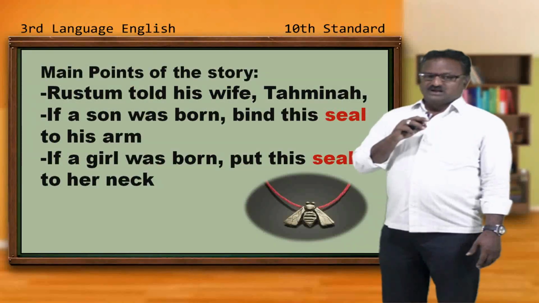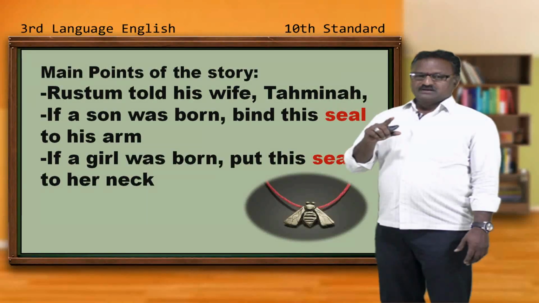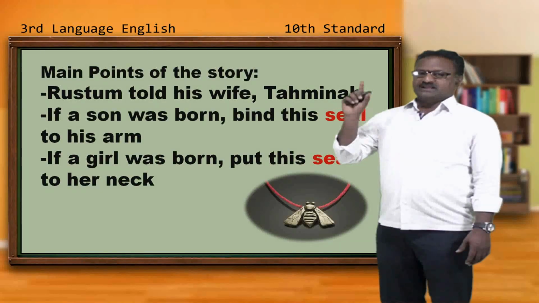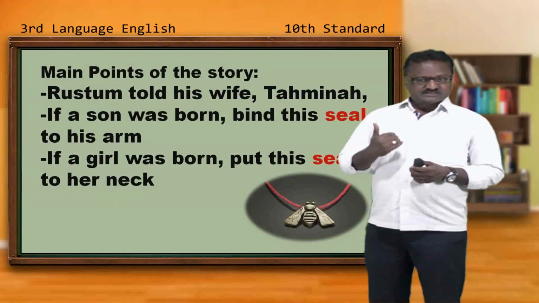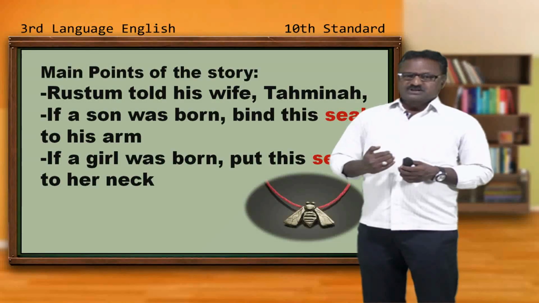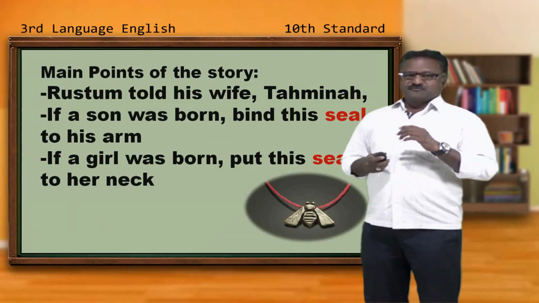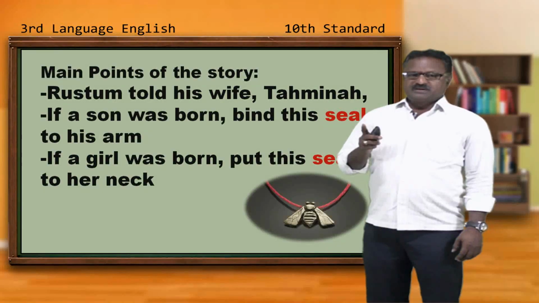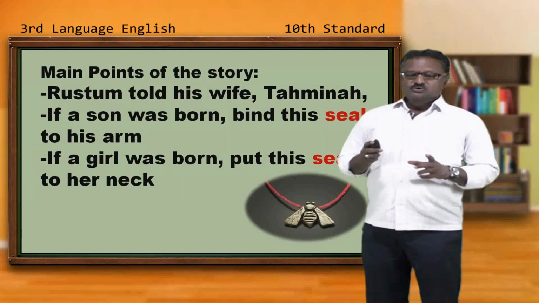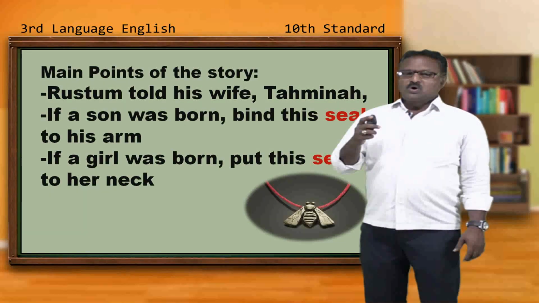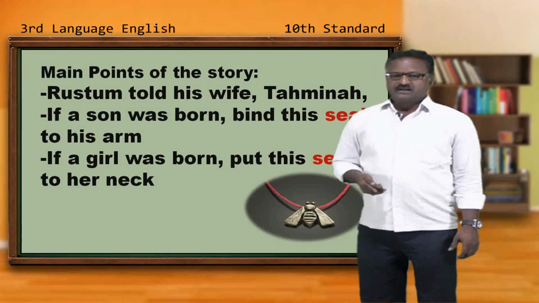So Rustam told his wife Tahamina, "If a son is born, bind this seal to his arm. If a girl is born, put this seal to her neck." See how clearly he is telling here. By the time, Tahamina was carrying, and Rustam could not stay in Turan till the baby was born, because he must go back to his country. Therefore he said, when a son is born, put this seal to his arm, and if a girl is born, put this seal to her neck, so that I can identify whether it is my son or my girl, looking at this small seal. Thus he gave one small seal to Tahamina and he left.